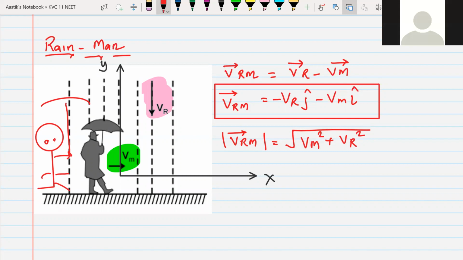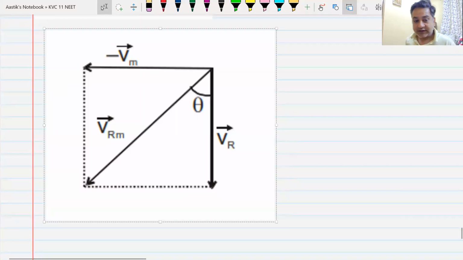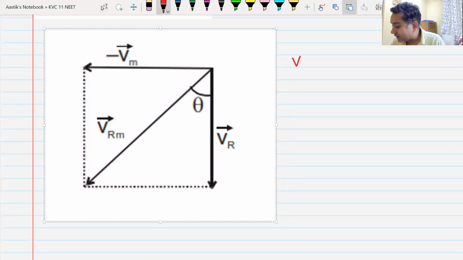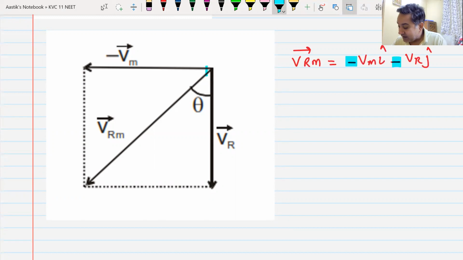Completed? Then that takes us to the second thing. What is the velocity of rain with respect to man? And you must understand that it goes like this. If I write it in the vector form, velocity of rain with respect to man was minus vm i and minus vr j. Both i and j were negative. That means it lies in the third quadrant. X and Y both are negative, so it lies in the third quadrant.